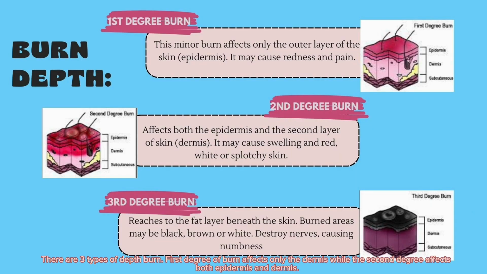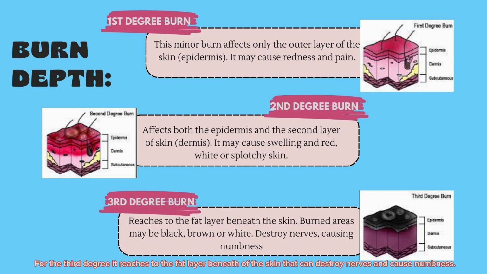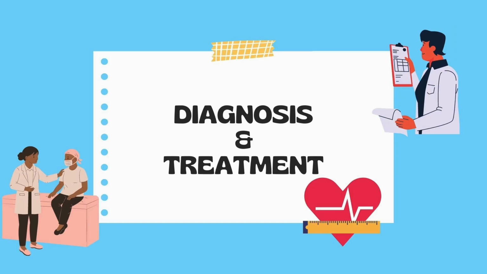First degree of burn affects only the epidermis, while the second degree of burns affects the epidermis and dermis. For the third degree, it reaches the fat layer beneath the skin that can destroy nerves and cause numbness. Moving on to the diagnosis and treatment.